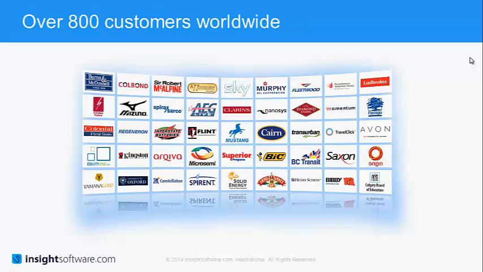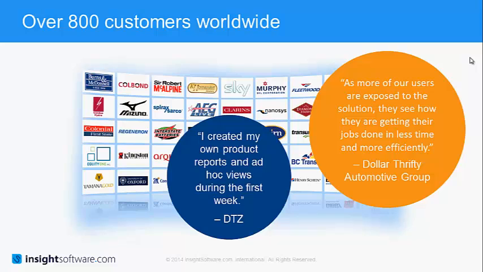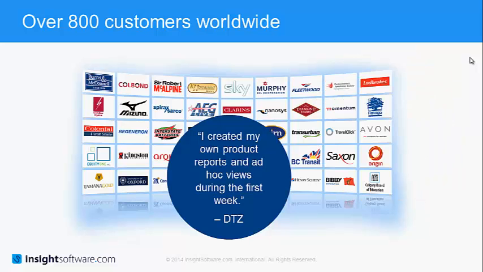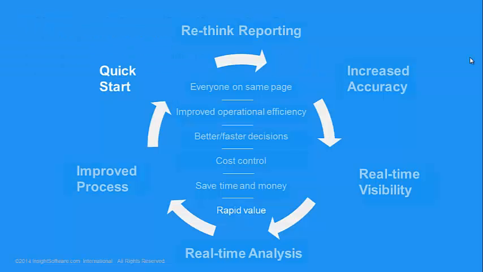This Quick Start approach has helped every one of our customers in one way or another. For example, a multi-billion-dollar global company called DTZ says their business users were able to create their own reports and ad hoc views and publish them into production during the very first week. Dollar Thrifty Automotive says as more of our users are exposed to the solution, they see how they're getting their jobs done in less time with more efficiency. And finally, Muhlestein says it's the easiest implementation of a reporting system they've ever seen. You can install in less than 1 hour.